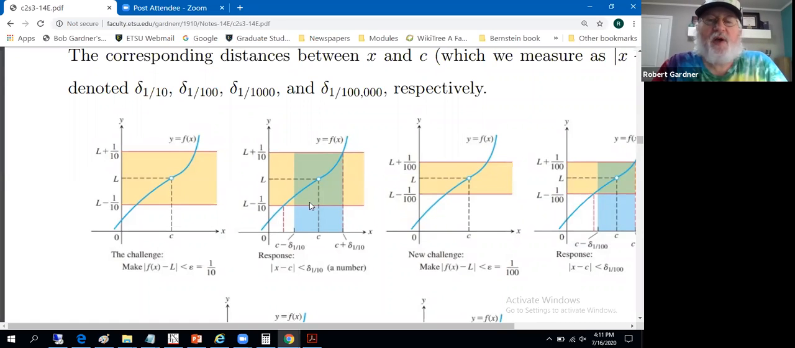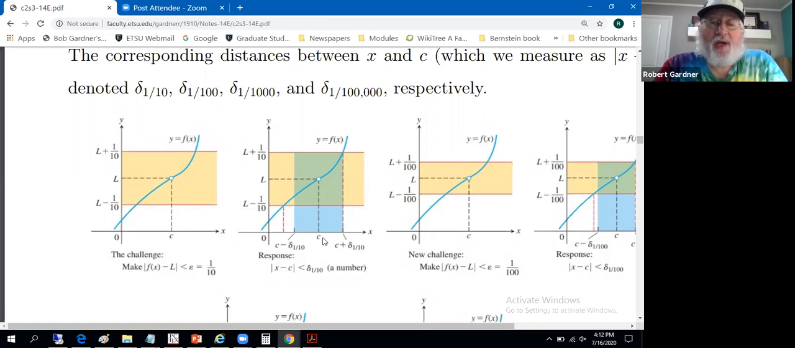But to get the function to lie in this yellow band, we'd have to have input values between here and here. So it's not symmetric. We can go further to the left than we go to the right. We're going to ask the question in the sense, how close must x be to C so that function values lie in the yellow band? So I'm going to use the same distance to the right as I do to the left.